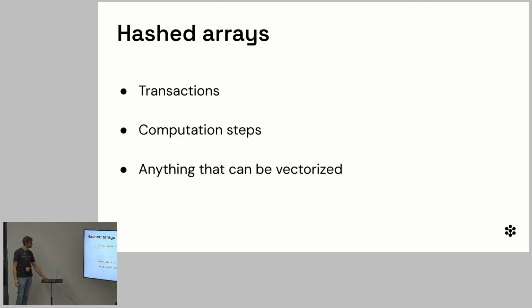And we consider that in this array, we can put transactions, so we can have an array of transactions. We hash all of them one after the other. And if we share the same hash at the end, we can say that the array contains all the same transactions. We can put computation steps or anything that can be vectorized and hashed.